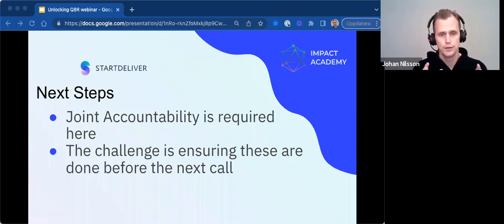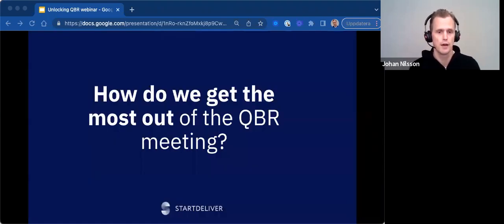And this is something you need to plan for, and joint accountability is a big topic. We will not go further into it today, but it's a key thing to get the most out of the meeting. So take that with you, and we will come back with more around that later. So we know the goal is important. We know the format is important. How can we get the most out of the meeting? What more can we do?